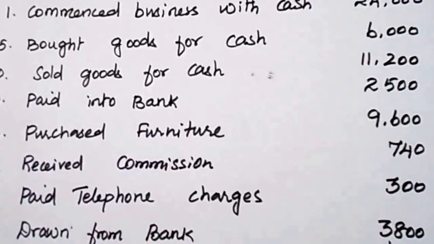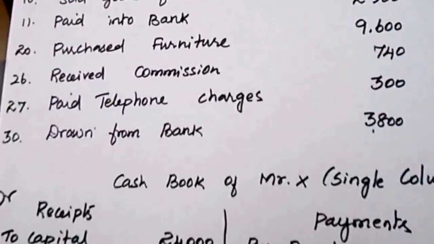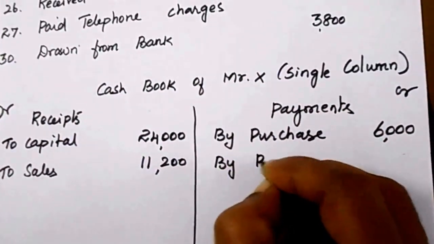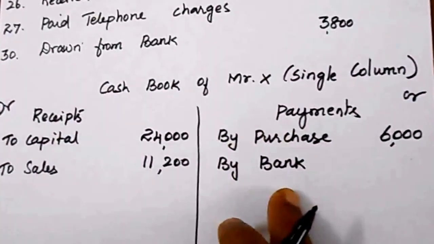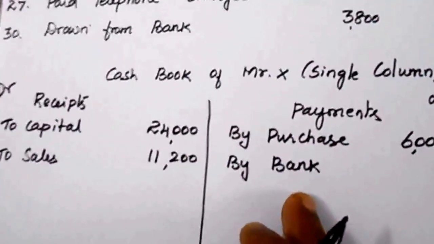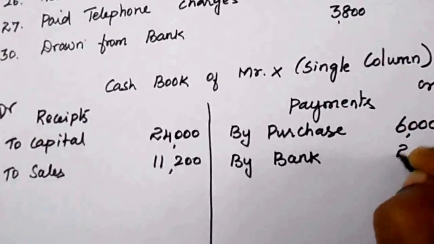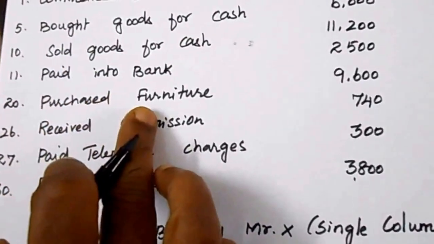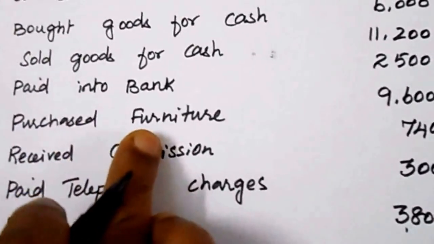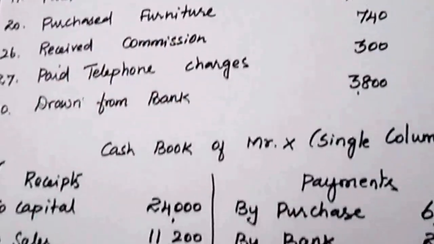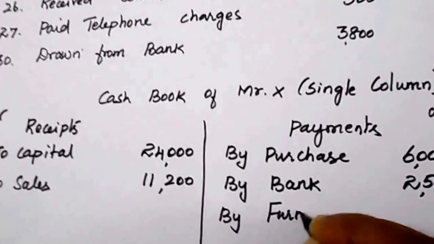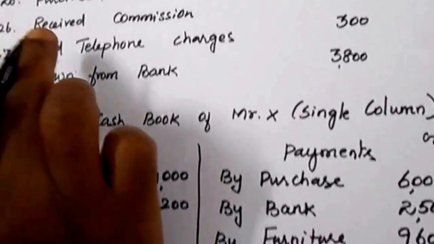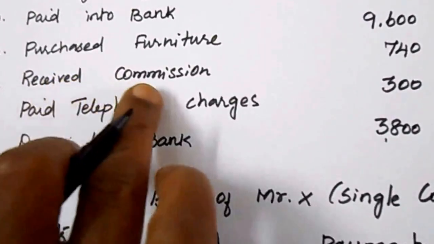Then next entry, paid into bank. That is deposit into bank. What is the entry for that? Bank account debited to cash. Under cash book credit side, by bank, because it is a cash outflow. When you deposit cash into bank, cash flows out. 2,500. Next, purchased furniture. What is the entry? Furniture account debited to cash, by furniture, 9,600.